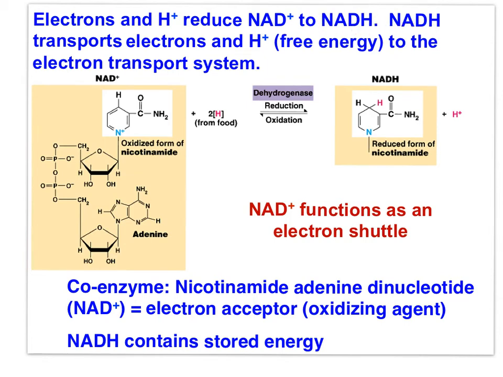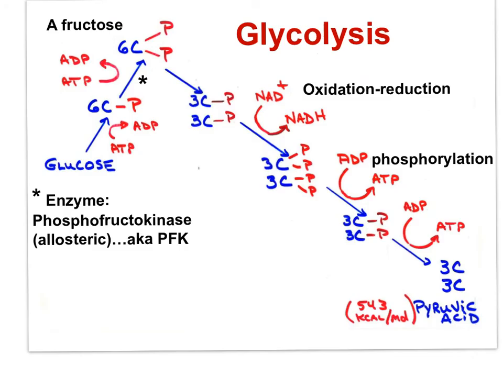NADH transports the electrons held in high energy positions to the electron transport system. There's a lot of free energy in the electrons held by NADH, and those electrons will be delivered to the electron transport system. NADH is called a coenzyme, and NADH contains stored energy.